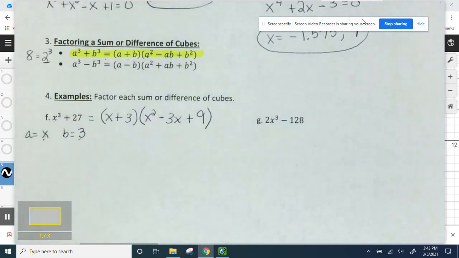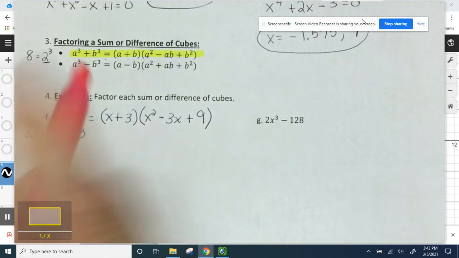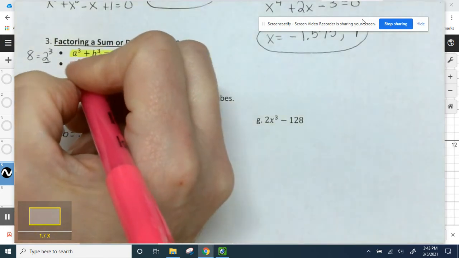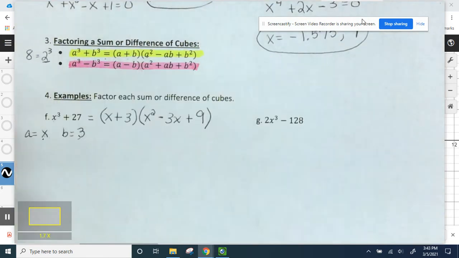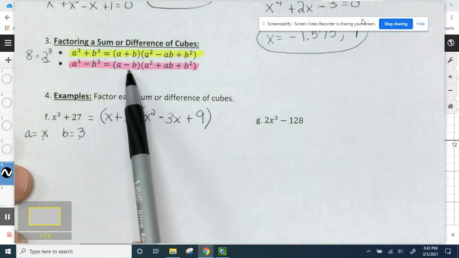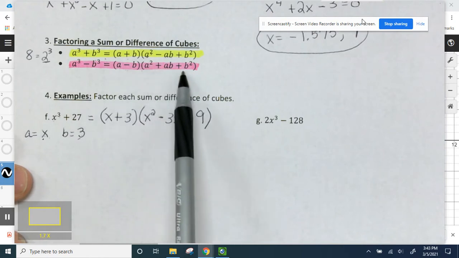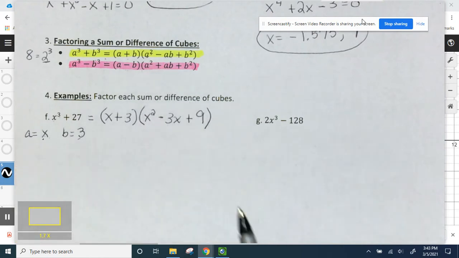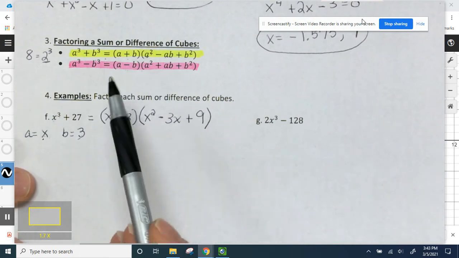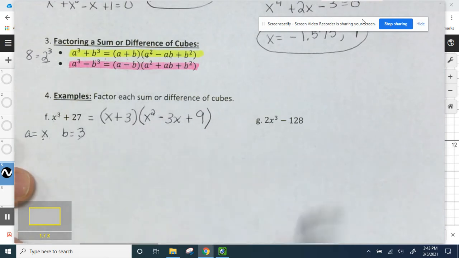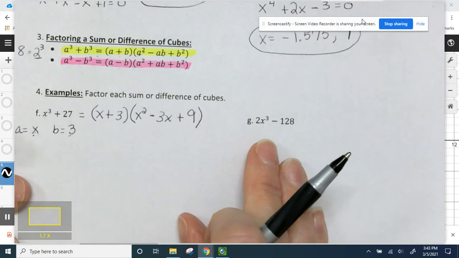Okay, the other one is a difference of cubes. And that's this formula here. So a cubed minus b cubed equals, notice this time, a minus b, and then a squared plus ab plus b squared. So you still have to figure out what your a and b are.